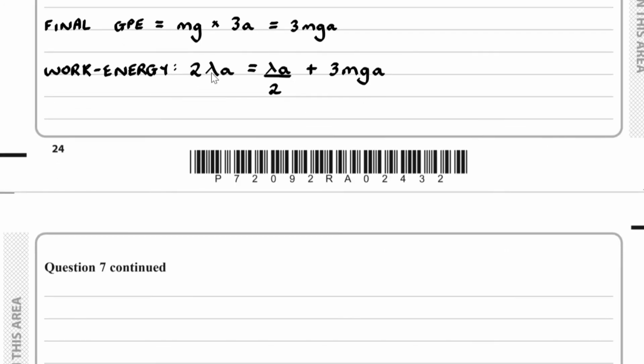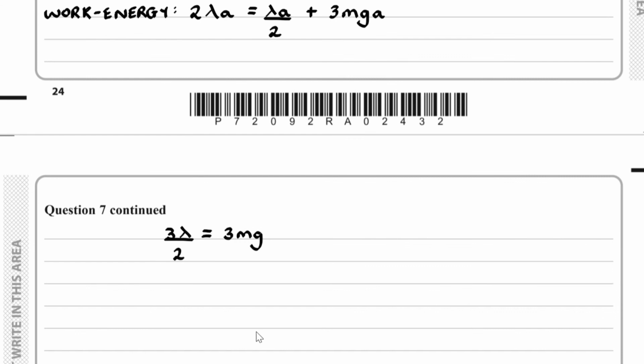So 2 lambda A subtract lambda A upon 2, well, that will be 3 lambda A over 2, and the A's cancel everywhere. So we are left with 3 lambda upon 2 equals 3 mg, and therefore multiplying by 2 and then dividing by 3, we can conclude lambda is equal to 2 mg.